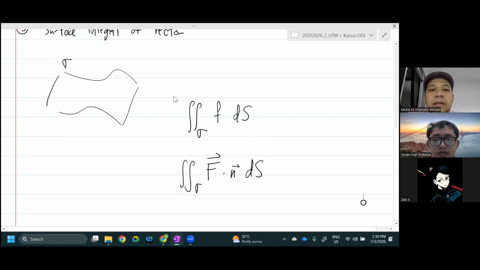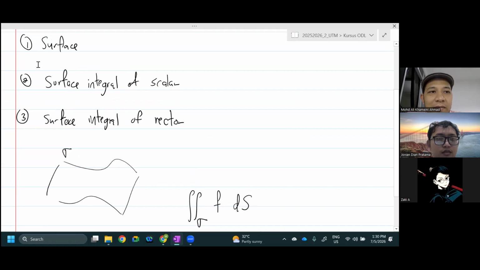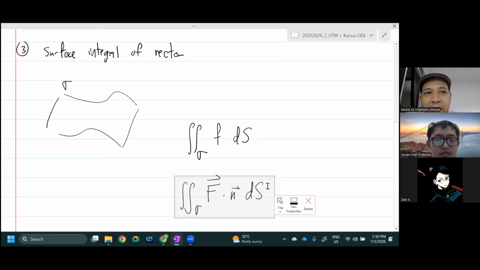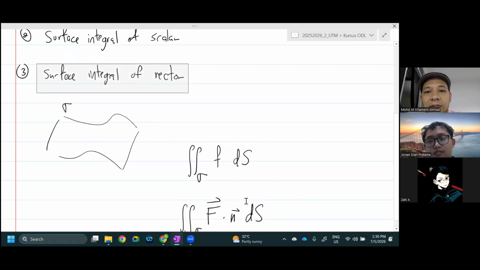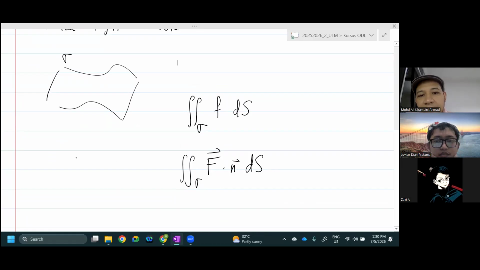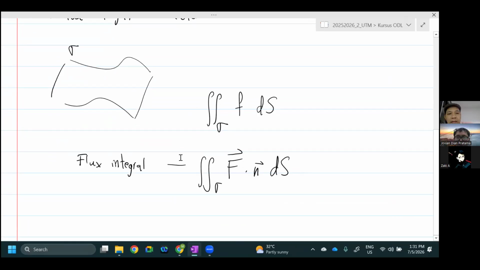So this is the surface integral of a scalar field, the second part here, and this is the third part here, the surface integral of a vector field. We have a special name for this. We call it the flux integral, where you integrate this vector field here.